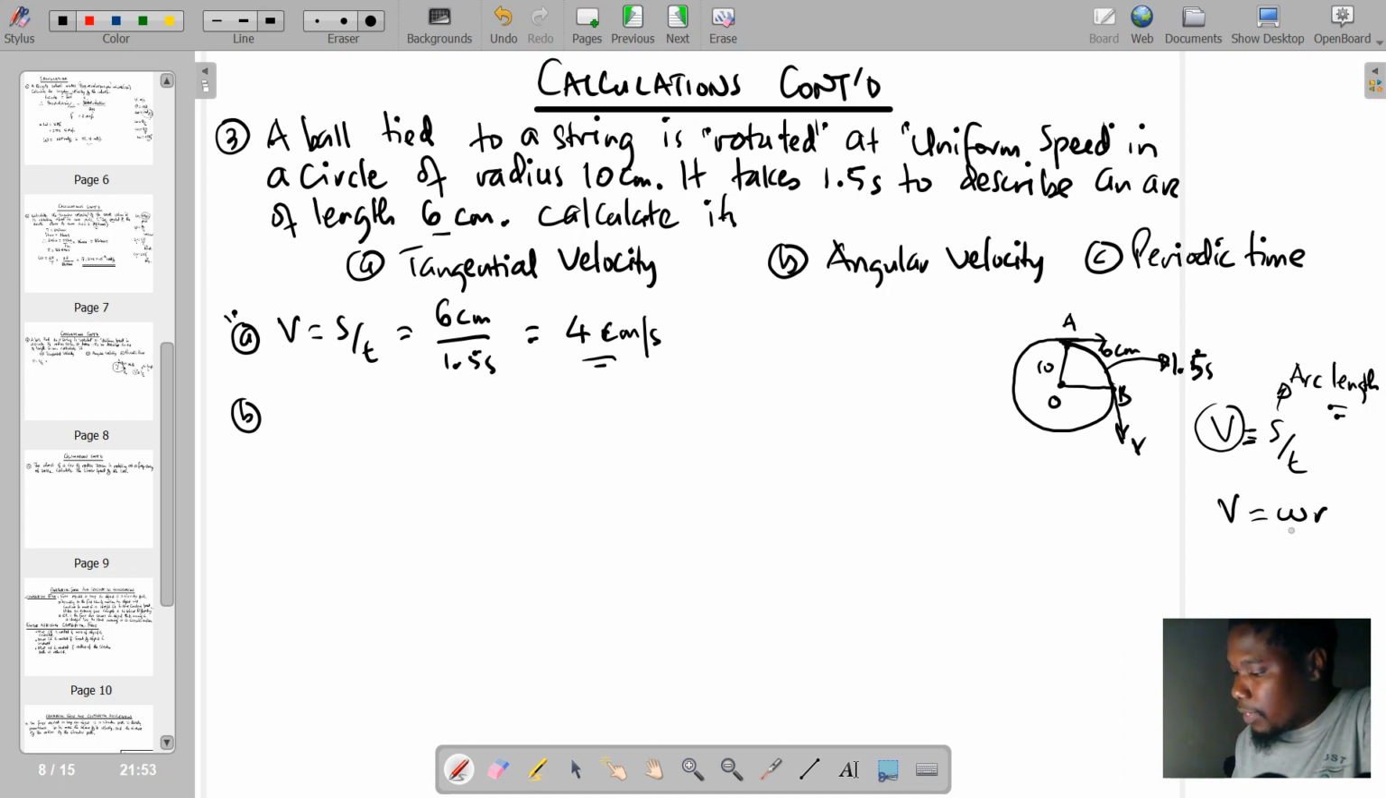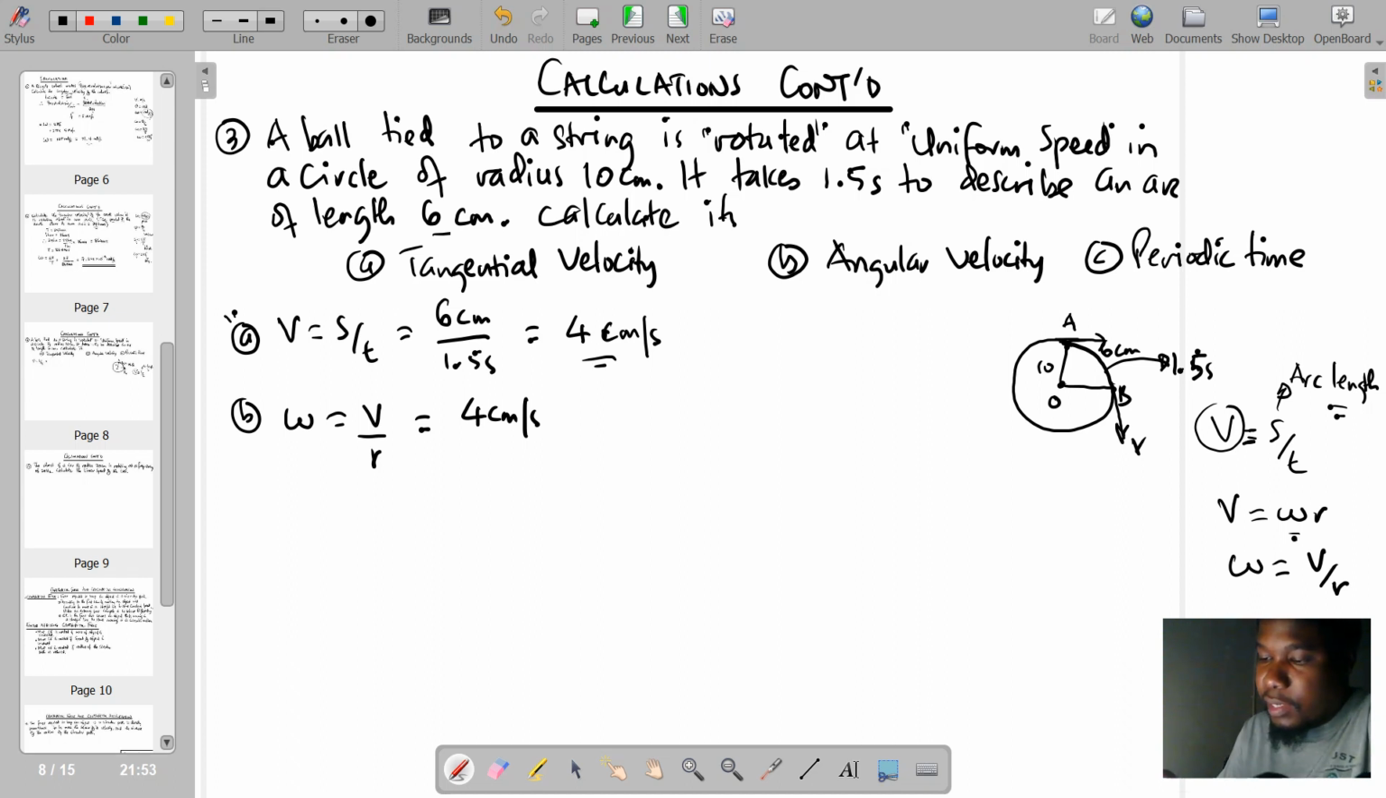So how do we find the angular velocity? That means angular velocity will be V over r. So we'll use that formula. Angular velocity is equal to V over r. So what is the V? It is 4 centimeters per second. We could have converted this, but the reason why we're not doing that is because the radius is also given in centimeters, so it will not really matter that much. Okay, so we'll write the radius as 10 centimeters.